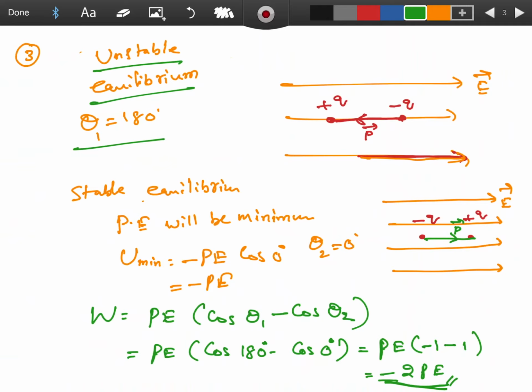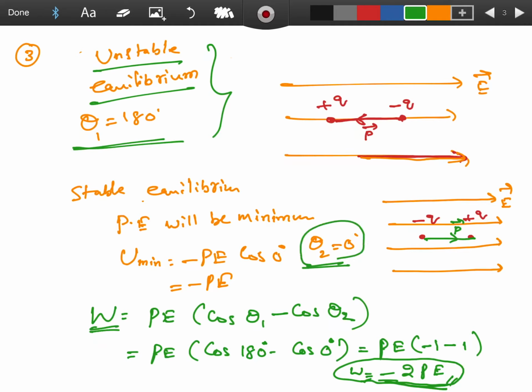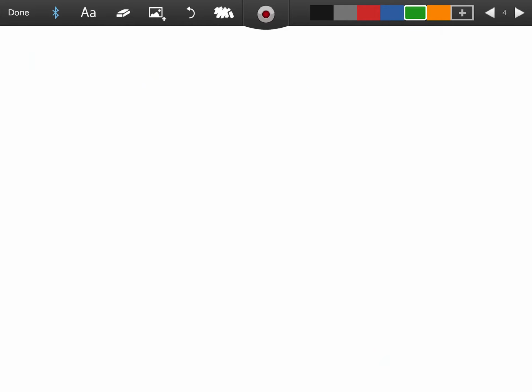This is not an MCQ type, so your answer is minus 2PE. I hope it is clear. Initially unstable equilibrium, theta 1 is 180, and finally stable equilibrium, theta 2 is 0. Then work done equals PE into cos theta 1 minus cos theta 2. Then substitute the values, you will get it.